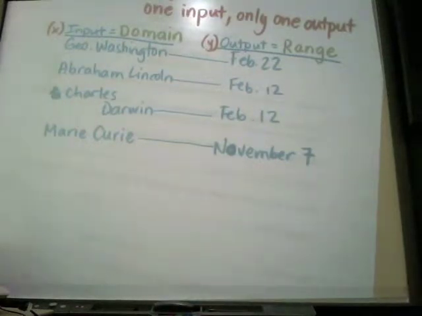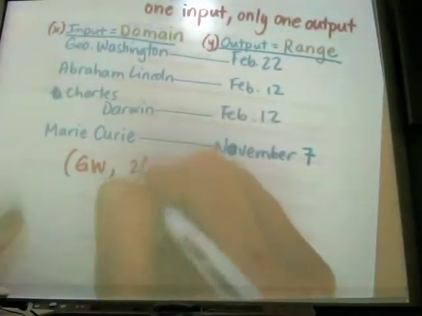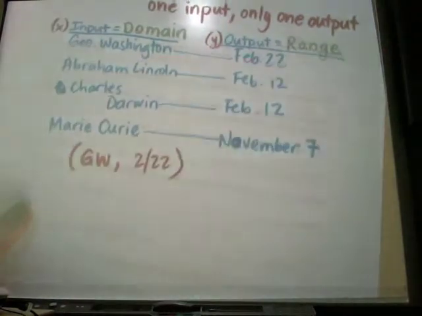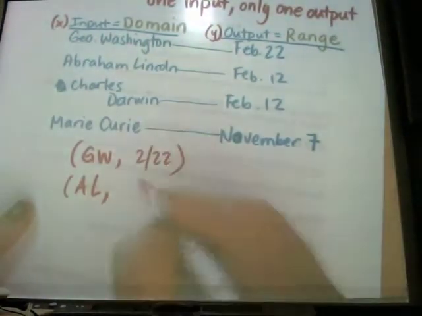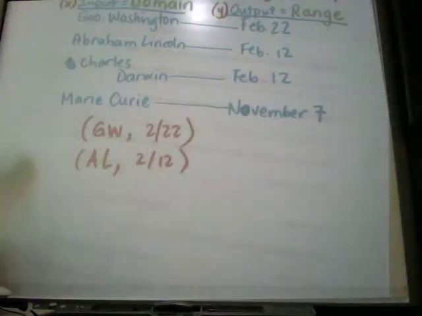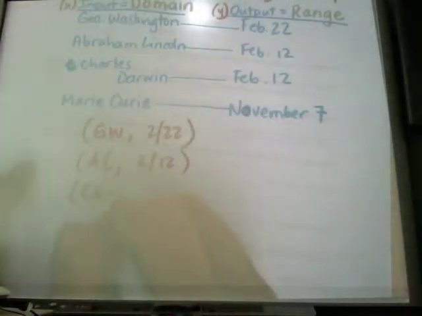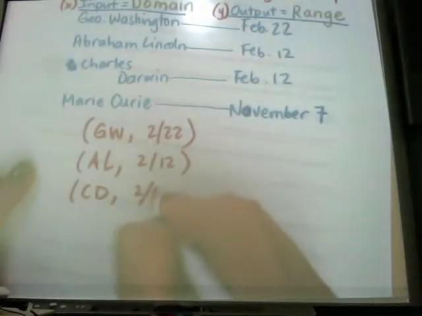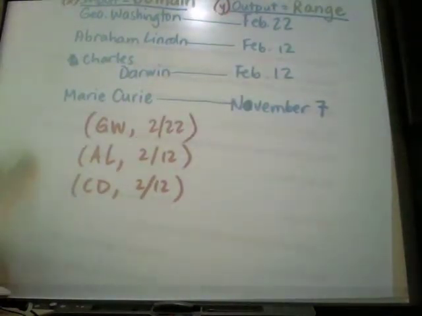If I said, list these as ordered pairs, you could abbreviate GW 222, Abe 212. I'm abbreviating a little bit to show you that because although you're going to be writing words, you can abbreviate a little. Charles Darwin, that's my x value, my y value again. Now, 212, well, that's not exactly a point on a graph, but we could have it be months.